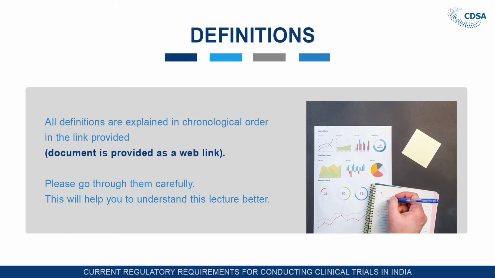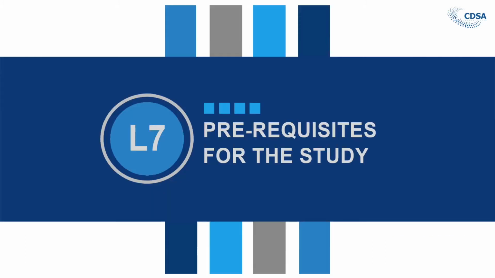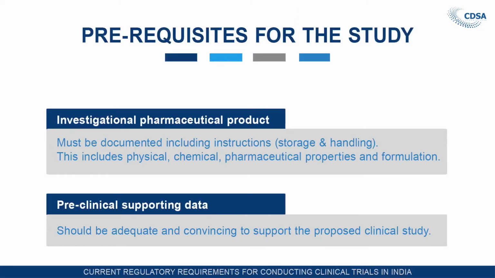Once we have understood the definitions, let us try and understand what are the prerequisites for conducting any clinical trial or study. The first prerequisite is the product, the product which is to be used for the clinical trial. It is known as IP. IP means investigational pharmaceutical product. It should be documented, that means how it was produced, what are the physical properties, what are the chemical properties, what are the pharmaceutical properties, how the formulation was made. All this should be documented, including the instructions of storage and handling.